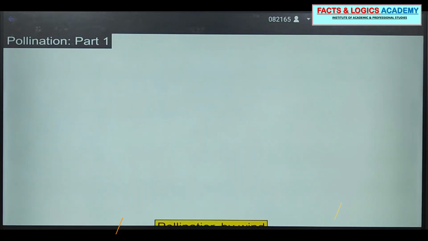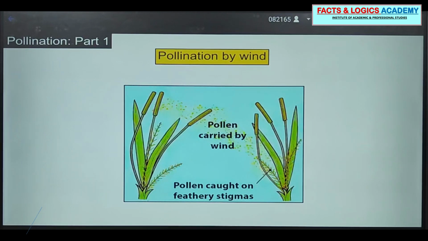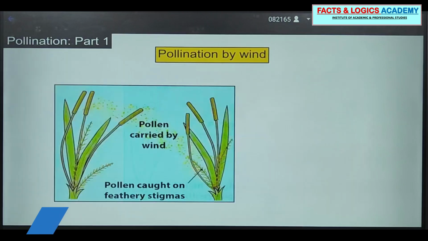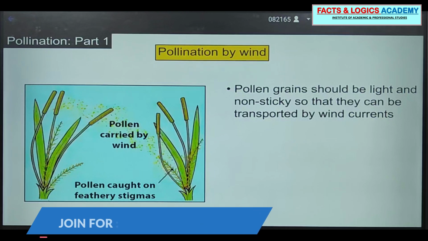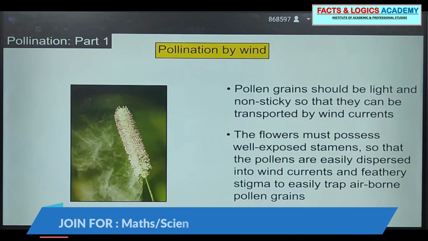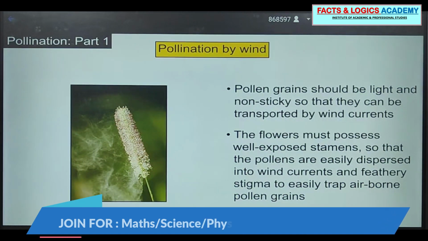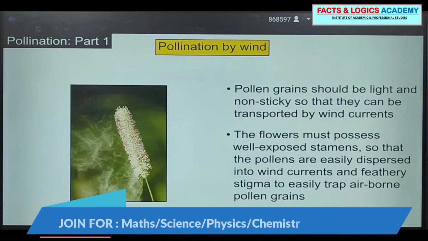Let us begin with pollination by wind. Pollination by wind is more common amongst abiotic pollinations. Here are some requirements which are to be fulfilled for the process of pollination by wind. Number 1: pollen grains should be light and non-sticky so that they can be transported by wind currents. Number 2: the flowers must possess well-exposed stamens so that the pollen is easily dispersed into wind currents, and large, often feathery stigma to easily trap airborne pollen grains.